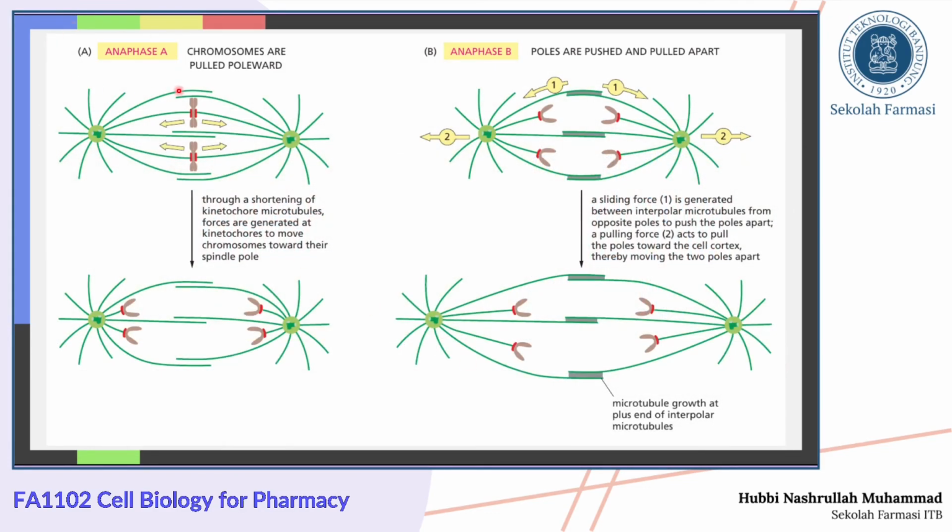In anaphase A, the kinetochore microtubules depolymerize and shorten, generating a pull force at the kinetochore, and the daughter chromosomes are pulled toward opposite poles.